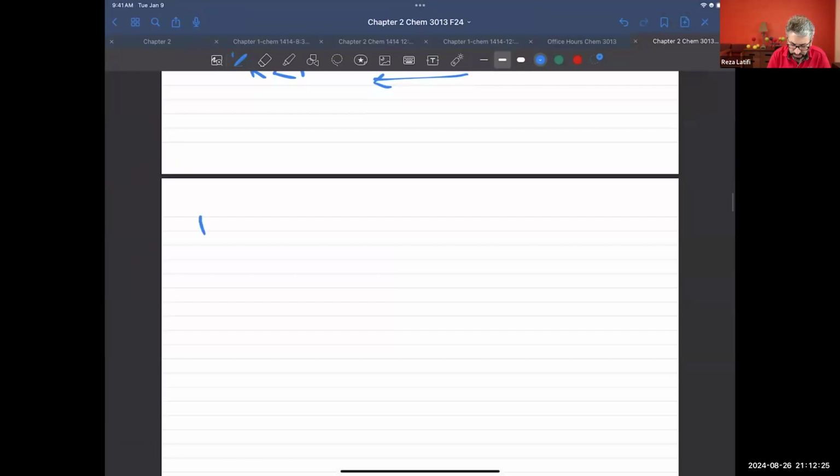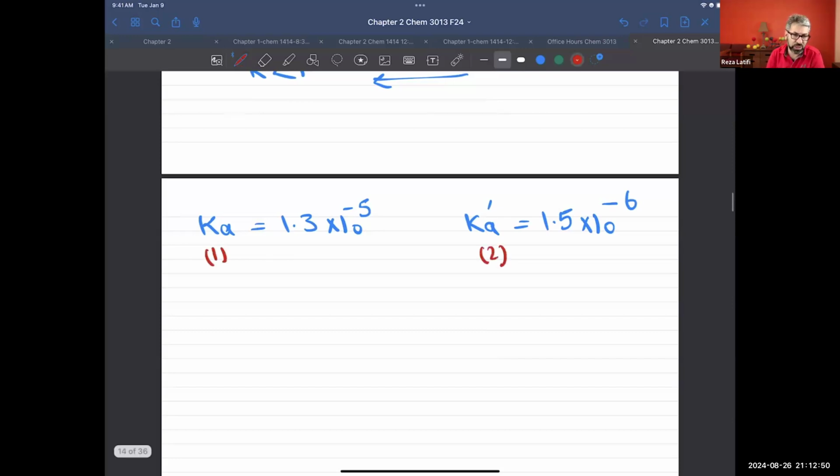Say you have two Kas. One Ka is 1.3 multiplied by 10 to the power of minus 5, and another Ka, I'm going to say K prime, is 1.5 multiplied by 10 to the power of minus 6. Which acid is stronger, 1 or 2? I'm going to say the one that has the bigger Ka is the stronger acid. So 1 is stronger than 2.